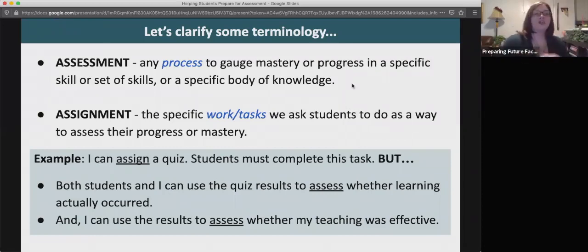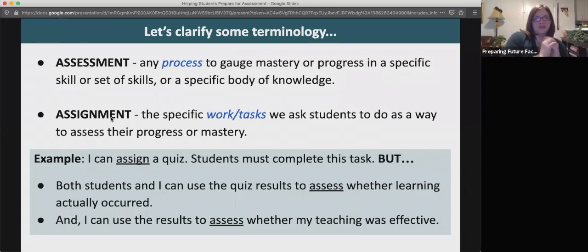All right, so really quick, let me just clarify the terms assessment and assignment. Have y'all ever been confused by these terms? Let me ask you real quick. Thumbs up for yes. Do you think we know what they are? What's the difference?